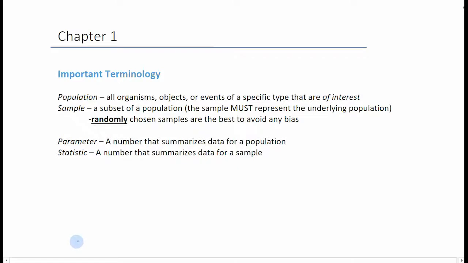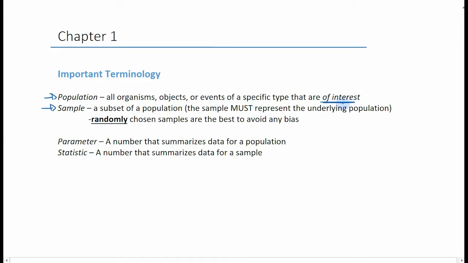In Chapter 1, we learned some basic terminology relating to statistics. In general, when we perform a study, we can either perform a study on the population or we can perform a study on a sample. So the population is all organisms, objects, or events of a specific type that are of interest.